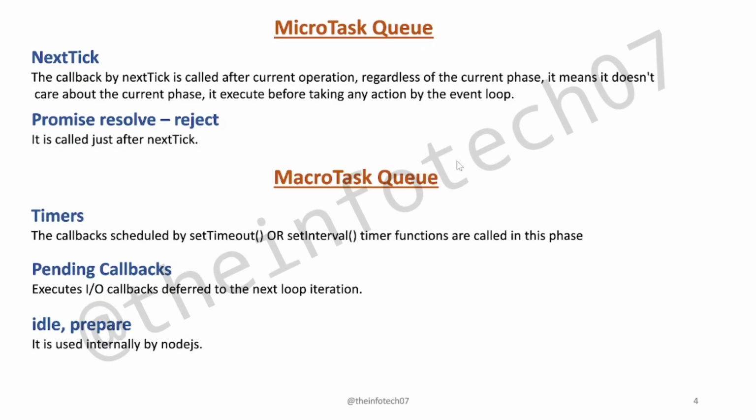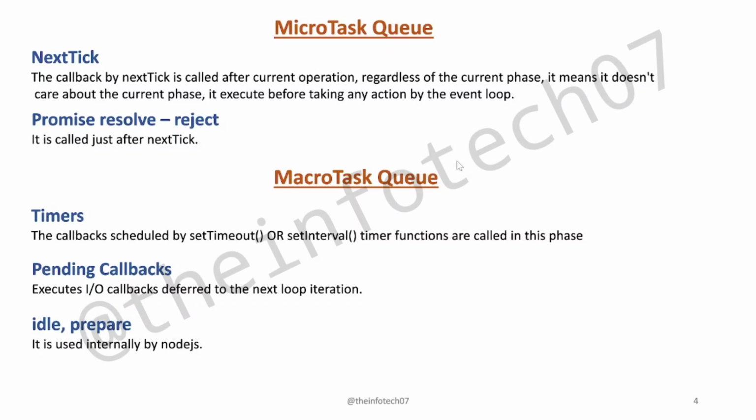This is the reason why it executes first: it only waits for the current operation to complete. It doesn't care about which phase the pointer of the event loop is currently in. So it always executes first because it waits for the current operation to complete in the call stack. Then once the nextTick queue is finished, the event loop moves to the promise resolve/reject in the microtask queue and executes them one by one, just after nextTick.